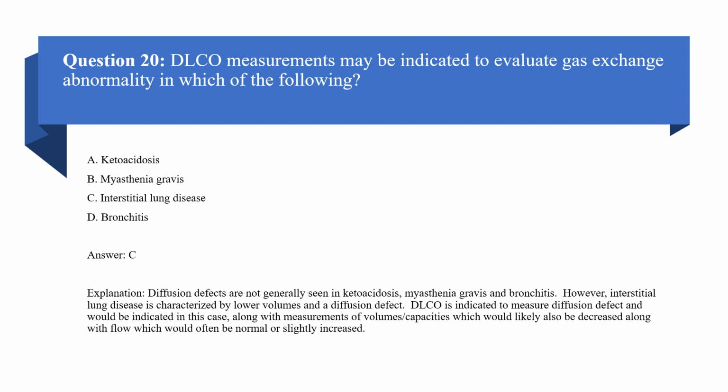The explanation looks like this. Diffusion defects are not generally seen in ketoacidosis, myasthenia gravis, or bronchitis. However, interstitial lung disease is characterized by lower volumes and a diffusion defect. DLCO is indicated to measure the diffusion defect and would be indicated in this case, along with measurements of volumes and capacities, which would likely also be decreased, along with flow, which would often be normal or slightly increased.